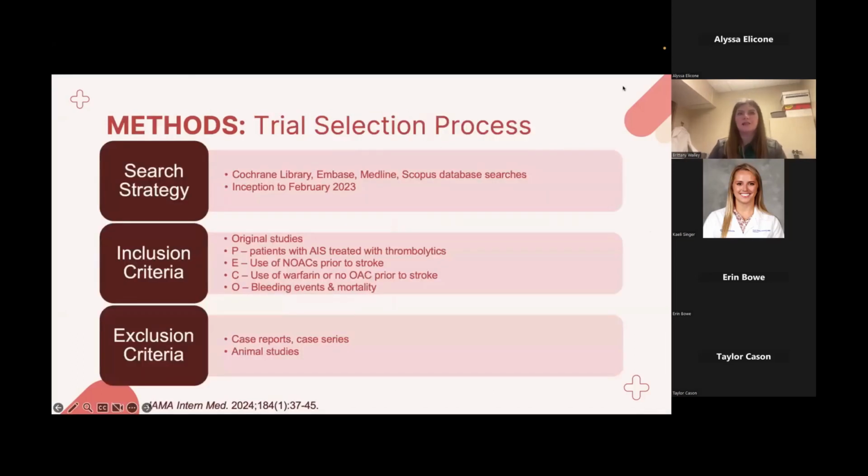Moving into the study design, investigators performed a literature search across several databases, including Cochrane Library, Embase, Medline, and Scopus. And then, just similar to the research question for their own retrospective cohort study, trials were included if they were original studies that evaluated bleeding events in patients who were taking NOACs and were treated with thrombolytics for acute ischemic stroke. Original studies were included in this evaluation, so randomized controlled trials or retrospective cohort studies, essentially aligned with the PICO questions that are outlined. Case reports, animal data, reviews, and opinions were excluded.